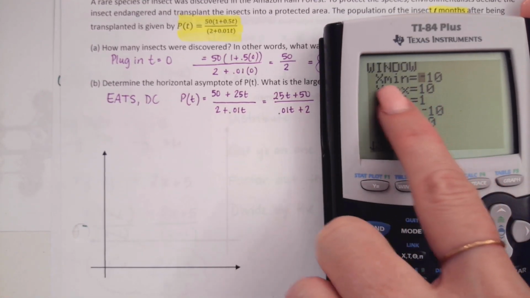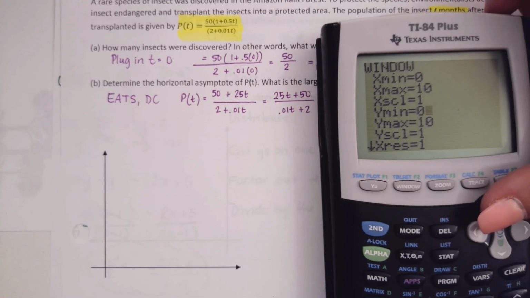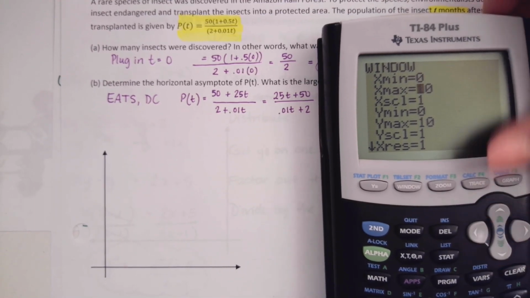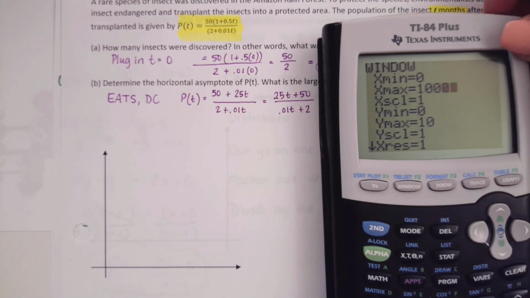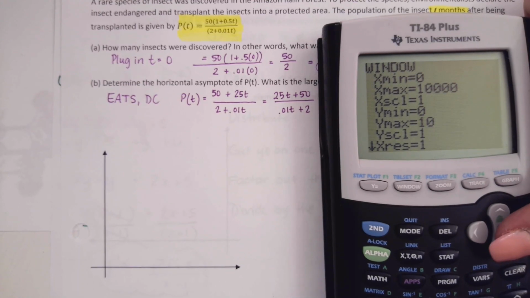So I'm going to turn my x-min to 0 because I don't need any negative x's. I'm going to turn my y-min to 0 because I don't need any negative y's. And then now we need to think about how big the x-max and the y-max should be. 10,000? Did you already do it and it worked? Dang, y'all are ahead of the game. What about the y-max? 10,000. Alright, everybody adjust your windows, typing in our numbers so we all have the same.